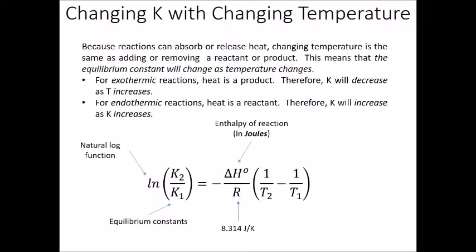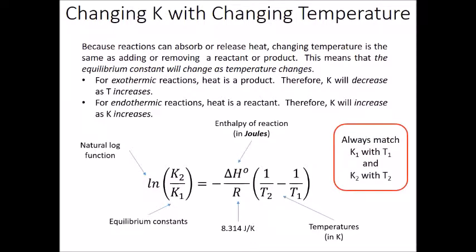Delta H0 is the enthalpy of reaction, and we want this to be in joules specifically so that its units match the gas constant. T2 and T1 are the temperatures in question, and those temperatures need to be in Kelvin. You always need to match K1 with T1 and K2 with T2. So K1 is the equilibrium constant at temperature 1, and K2 is the equilibrium constant at temperature 2.